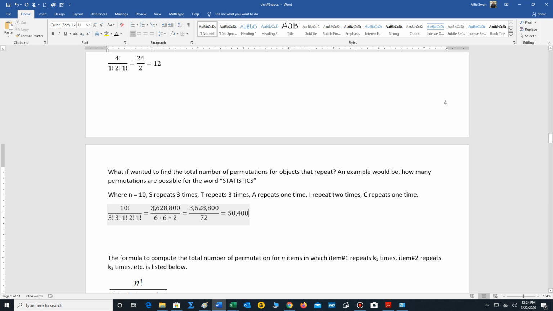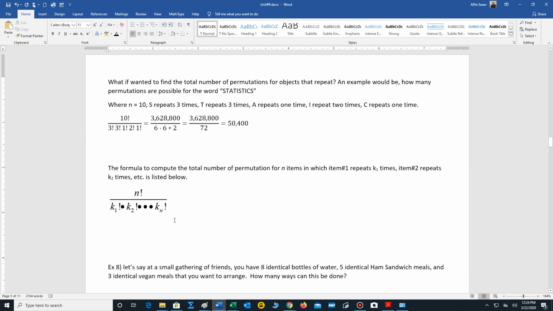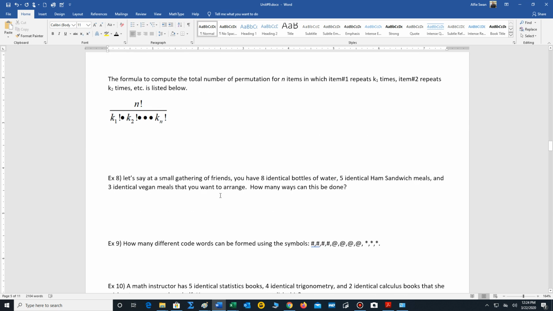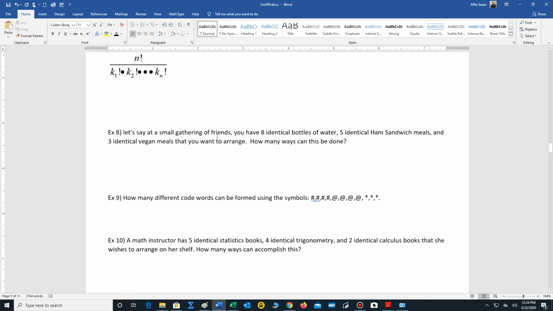So in our numerator we get 3,628,800, divided by, just remember, 1 factorial is just 1, so it's really 3 factorial is 6, times 6, times 1, times 2, times 1, we're going to get 72. Divide the two values and we have our final answer, which is 50,400. Here's our formula that we would use. Remember, we only use this formula when we have repetitions. You could pause the video, and there's a couple of examples that we'll have you work on. The answers will be posted at the bottom of the module.